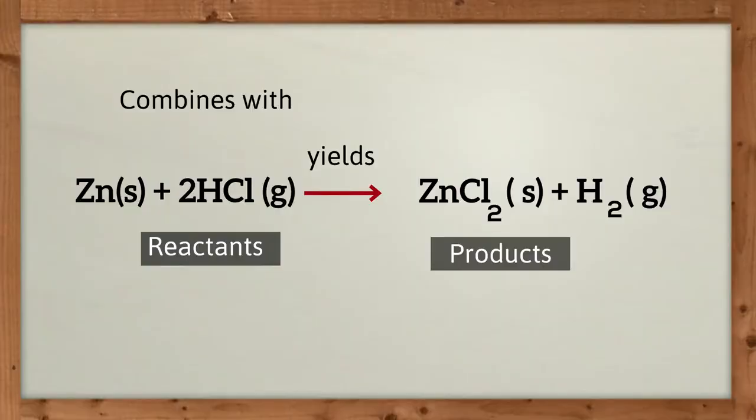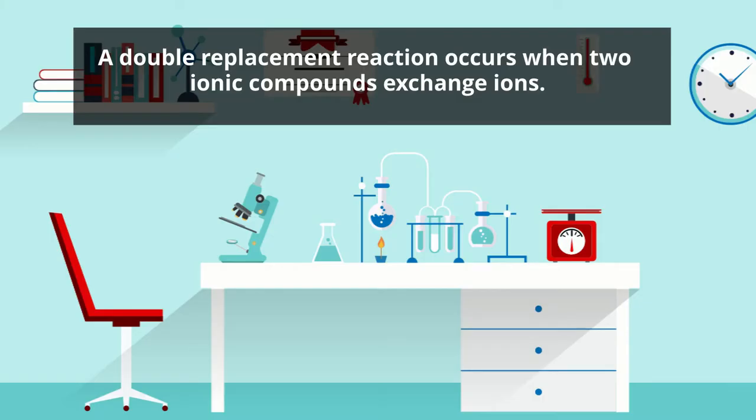Here's an example. You have nonmetal hydrogen is displaced by the metal zinc, and it produces zinc chloride and then a hydrogen gas. A double replacement reaction occurs when 2 ionic compounds exchange ions. This produces 2 new ionic compounds.